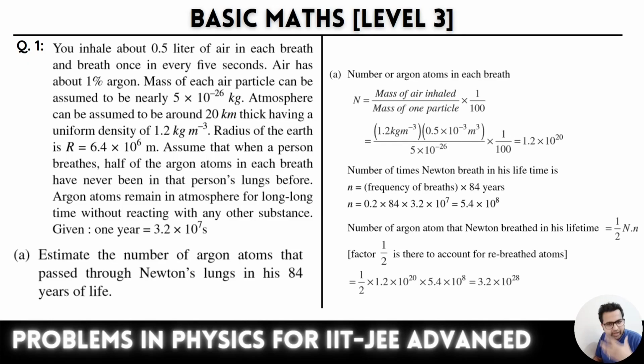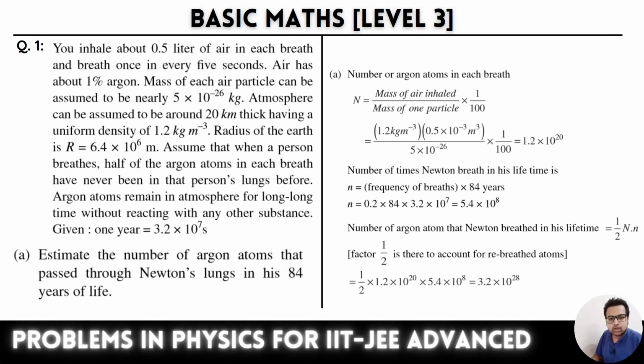Density is mass upon volume, so mass will be density into volume. We convert 0.5 liter into meter cube: 0.5 into 10 to the power of minus 3 meter cube, into 1.2. When you do this, you get the mass of air inhaled in each breath.